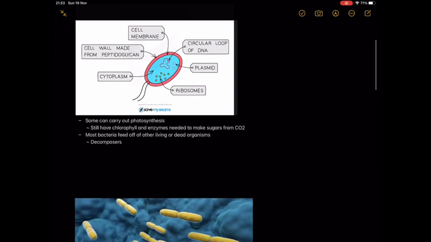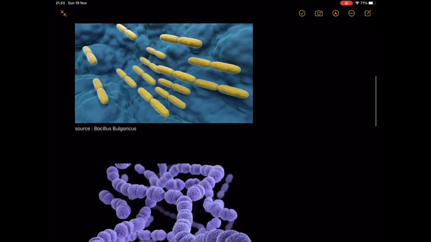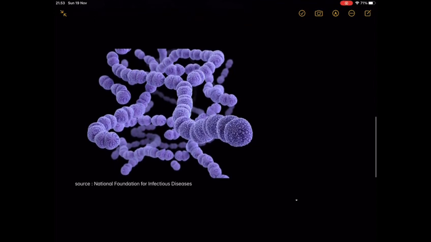So an example of a bacteria here is that we have a rod-shaped bacteria called Lactobacillus bulgaricus, and this bacteria is used during the production of yogurt from milk, and it is also good for our gut health. Another example here is a spherical-shaped bacteria, which is called pneumococcus, and this bacteria is responsible for causing pneumonia.